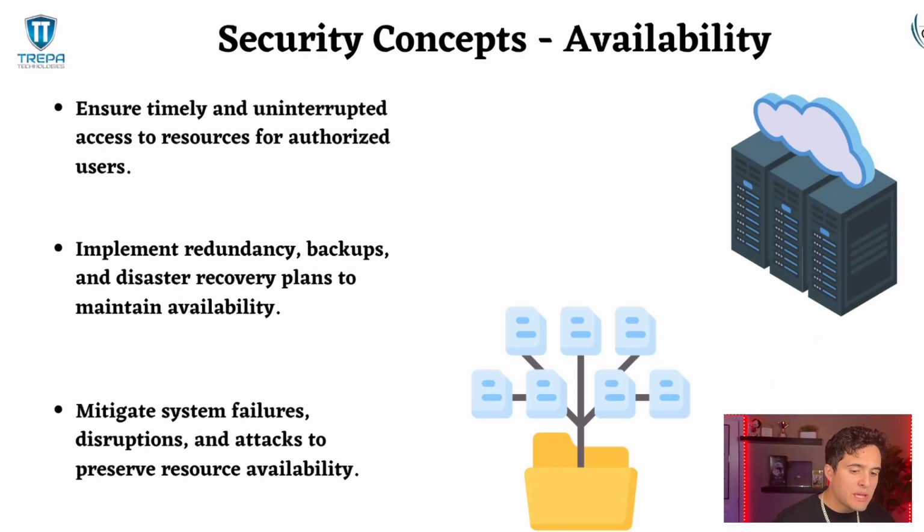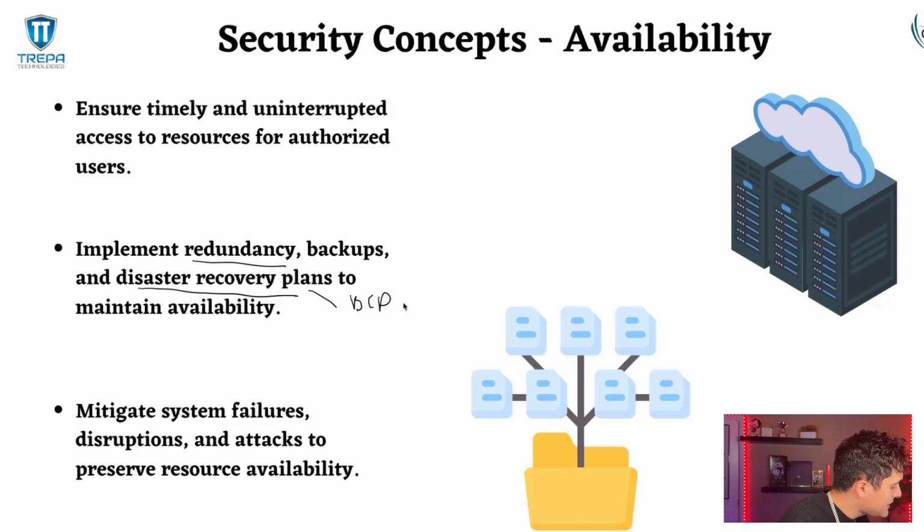Okay, and then availability. This ensures timely and uninterrupted access to resources for authorized users, meaning that our systems are highly available, easy to use, and makes it easy for our employees to work on our enterprise, and easy for our users to access our product or whatever resources we're delivering to the public. So with availability, we want to make sure that we're implementing redundancy. We have disaster recovery plans.